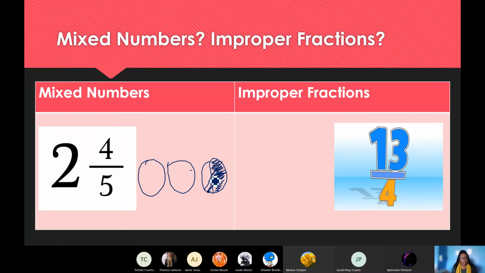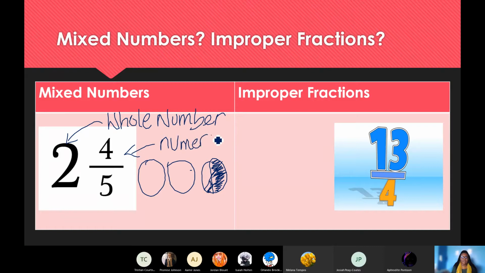Okay, so we want to remember that this and everything Ms. Neville's labeling is going to help you out later on, so you want to make sure you have it in your notes as well. That 2 is our whole number. The 4 is our numerator. Please label this so that you know what Ms. Neville's talking about when I start going faster today. And the 5 is our denominator.